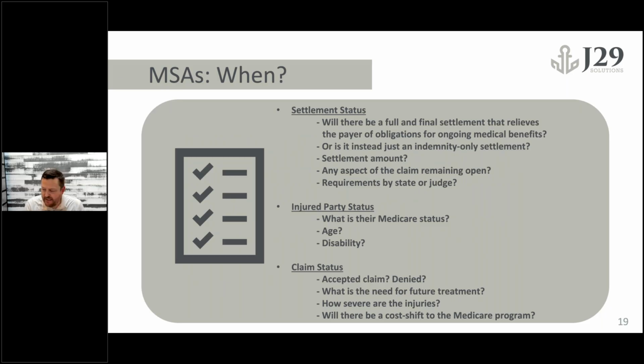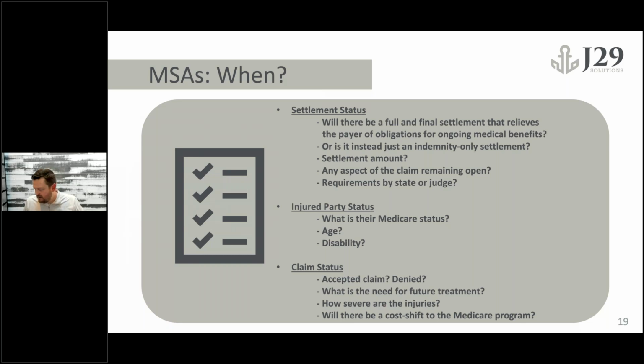Okay, so anytime future medicals are implicated. Now, these are the questions I ask, if you want a checklist and you want to take this and print it out and keep it on your desk. Is there going to be a full and final settlement that relieves the underlying work comp payer of ongoing responsibility for medicals? If the answer is yes, then you're probably going to want to look into an MSA. If it's a STIP only, where it's just indemnity, and the work comp carrier or self-insured is maintaining responsibility post-settlement, then you wouldn't do an MSA because the comp carrier maintains primary payer responsibility.